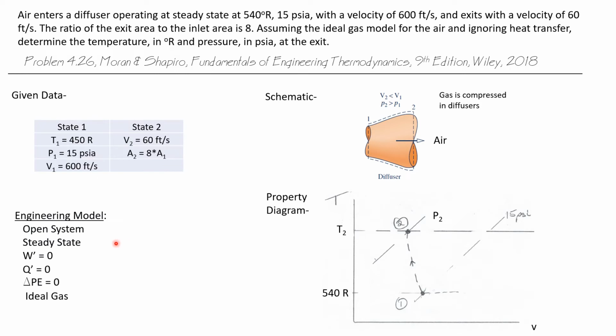We'll model this as an open system operating at steady state. There's no mechanism for doing work, so the power output is 0. We're told that there's no heat transfer taking place between the system and its environment. We're going to assume that the potential energy change is 0, and we will treat air as an ideal gas. And we want to find the temperature and pressure at the exit of the diffuser.